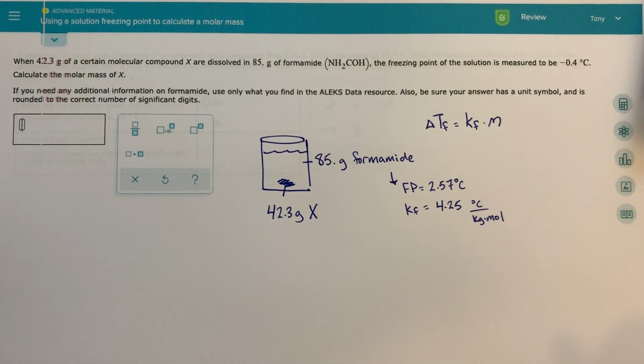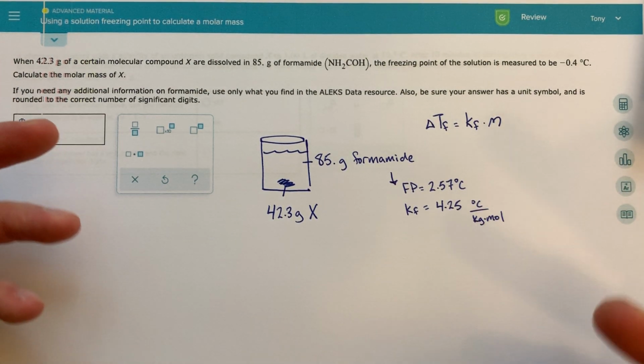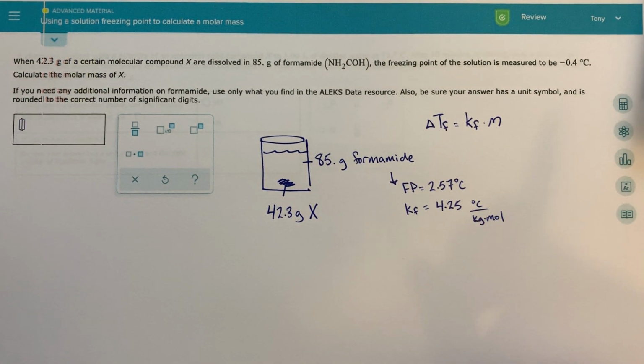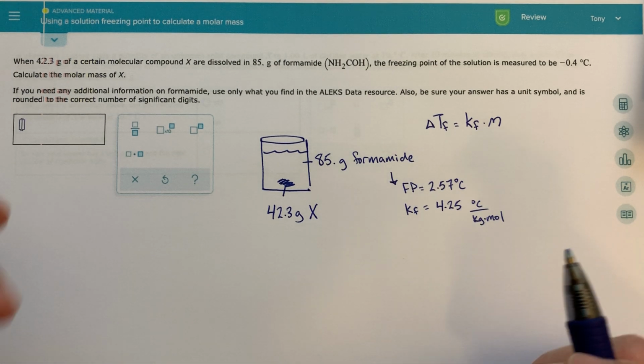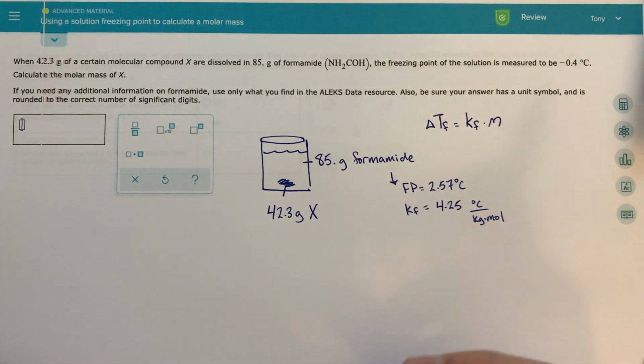So in this video, we're going to be talking about using a solution's freezing point to calculate a molar mass. This is a nice little topic. We're talking about colligative properties again, and really this is just a problem-solving type topic. I think the hardest thing about this topic is basically just getting organized and making sure you're pulling the right data. So let's go ahead and jump into it.